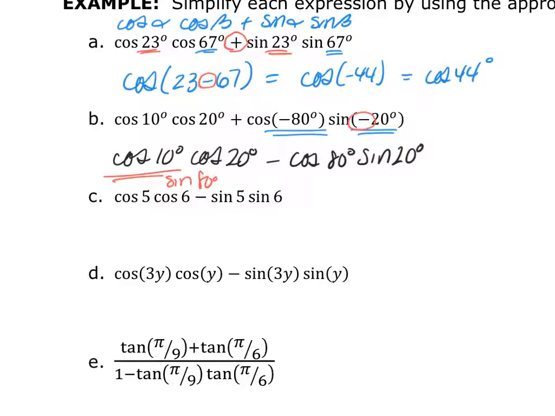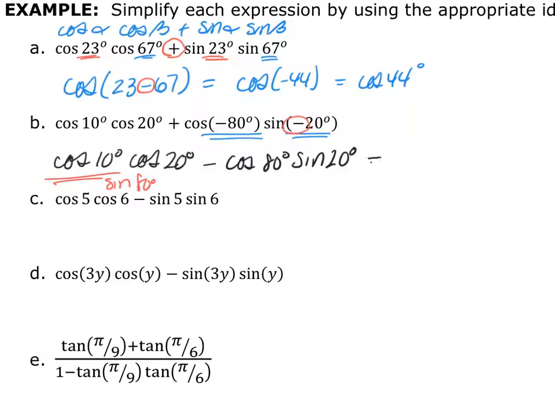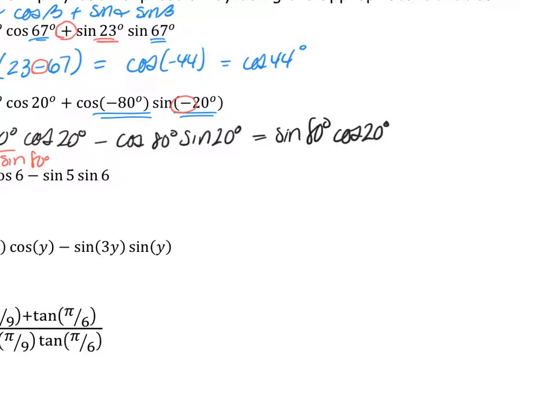Yeah, good question. And so I'm going to rewrite this as the sine of 80 degrees cosine of 20 degrees minus the cosine of 80 degrees, the sine of 20 degrees. And now I've got sine, cosine, cosine, sine, which means this is the difference of sines. Now, if you did it the other way, you're going to get the exact same answer, so don't erase what you have.